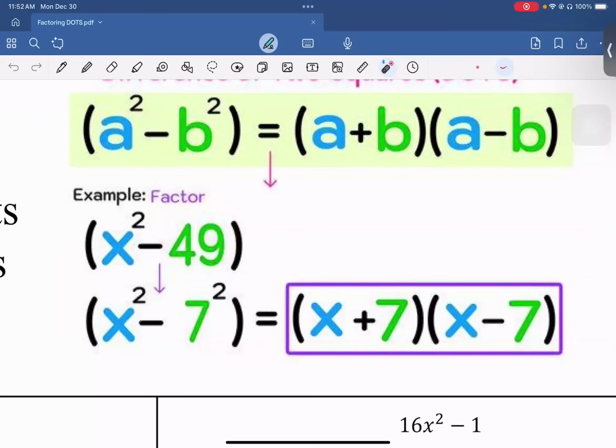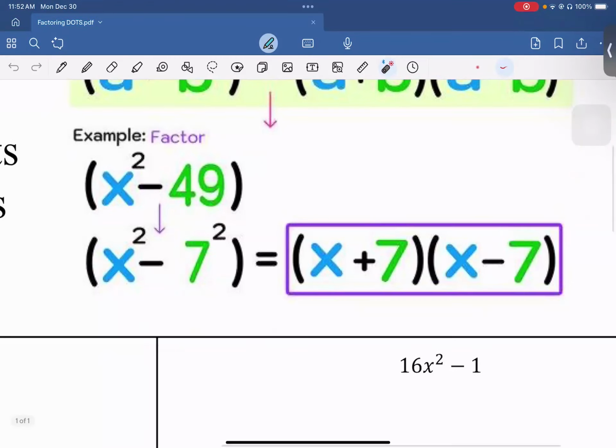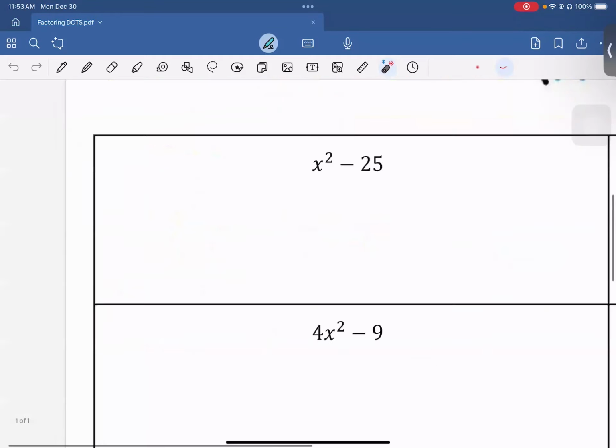So you have to know your perfect squares in order for this to be a little bit easier. If perfect squares is something that you struggle with, you might want to write a list on the side. That's what I tell my students to do to help you along. Anytime you're doing DOTS, you're always going to have one plus and one minus, and that's going to be very important for this one as well. So let's just hop right into it.